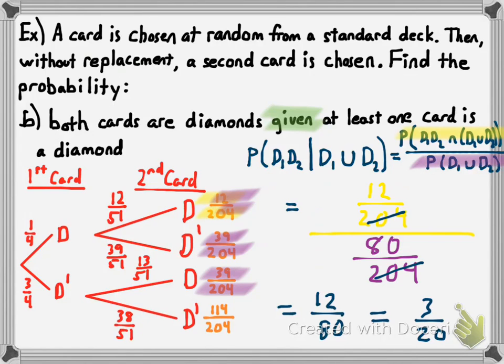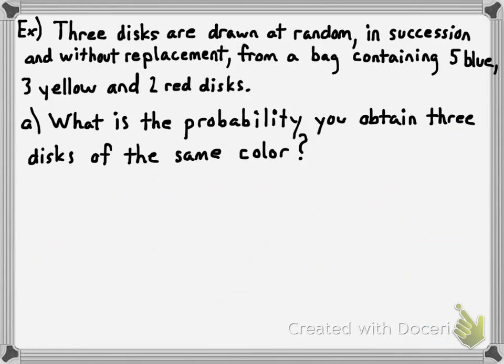All right, let's look at a non-card example. This time we're going to say that 3 discs are drawn. So we're not just having 2 events, we're having 3 events. 3 discs are drawn at random, in succession, and without replacement, from a bag that contains 5 blue, 3 yellow, and 2 red discs. What is the probability that you obtain 3 discs of the same color?